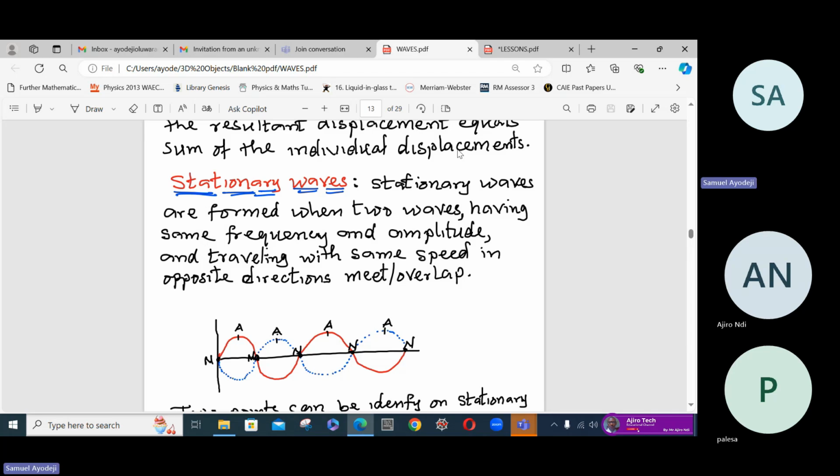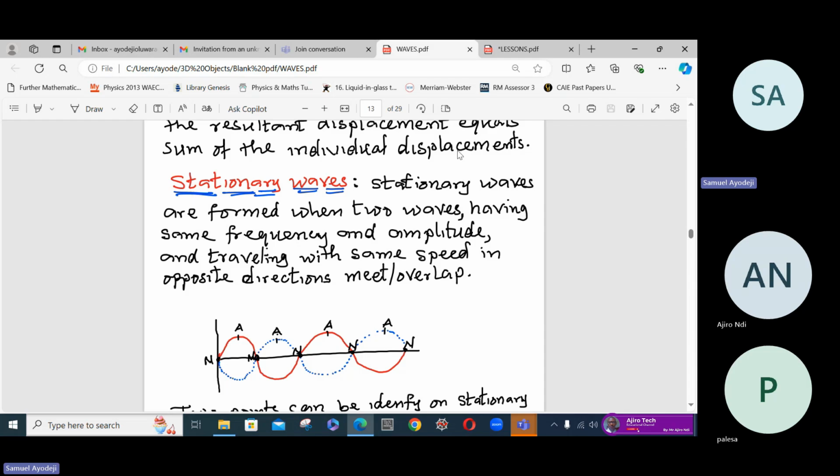Stationary waves are formed when two waves having the same... I will send you this note after you send me your email. I can forward it to you from anywhere you want. I can cut it from the beginning or from superposition and send it to you, so that will be better. There's no need for you to write. Is that okay? Yes, sir. I will forward it to you, cut to whatever you want.